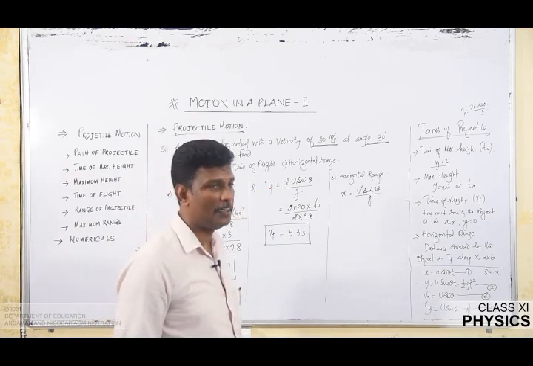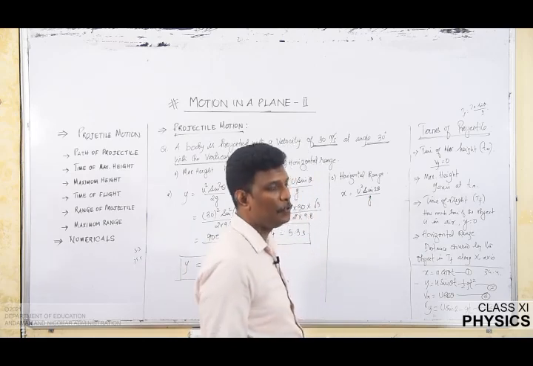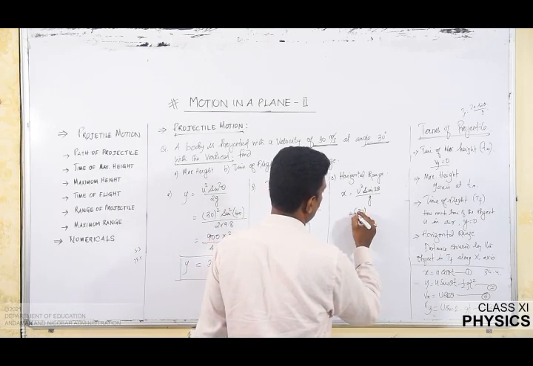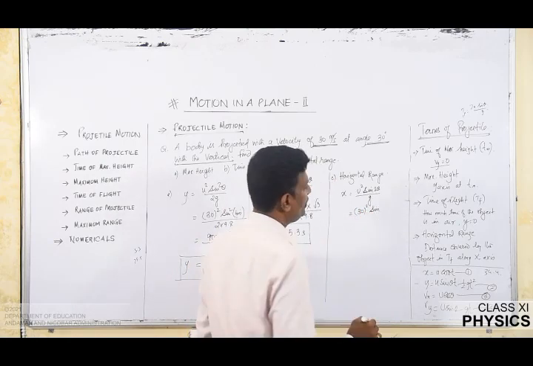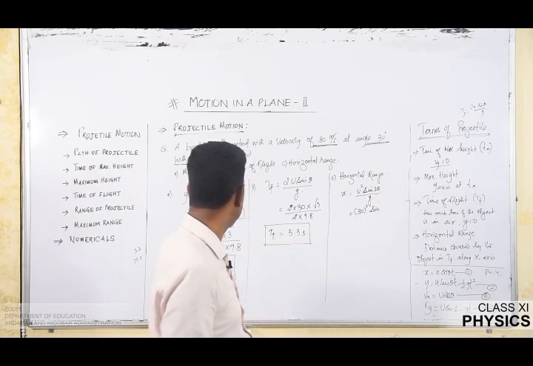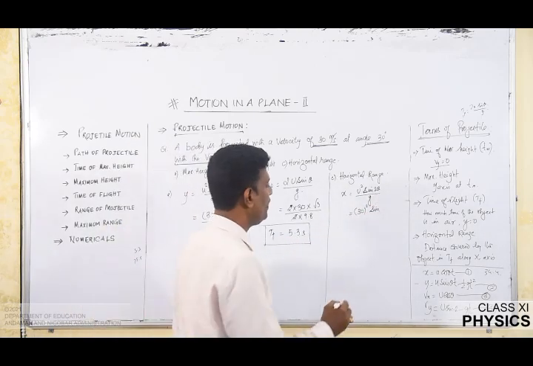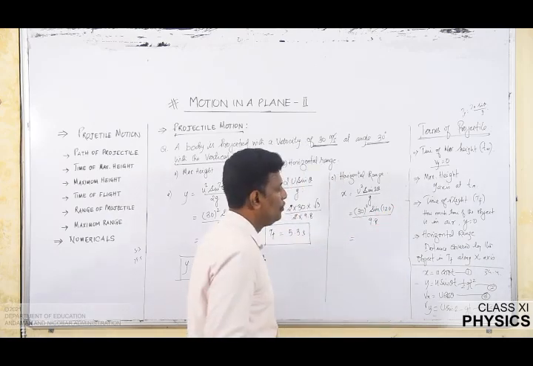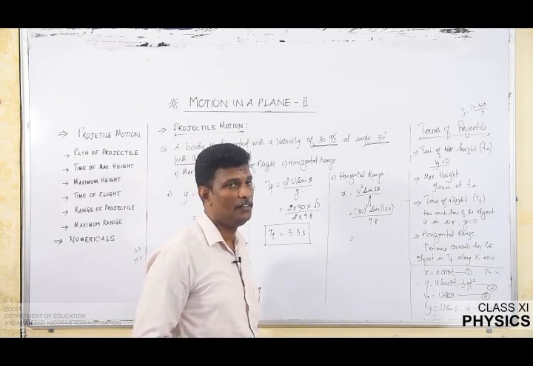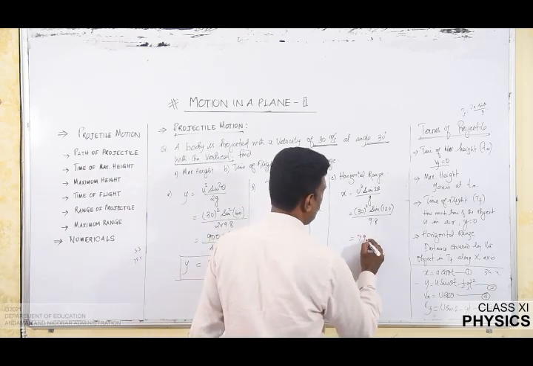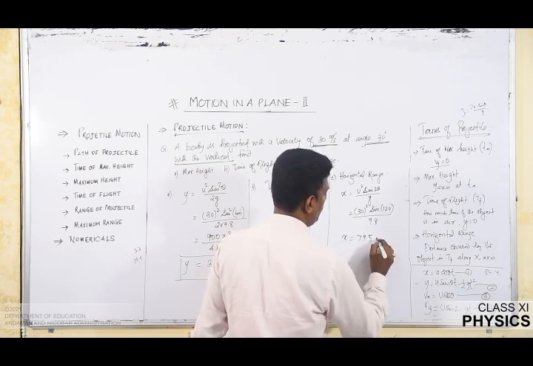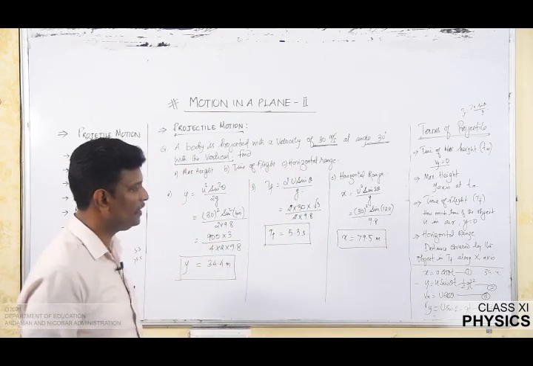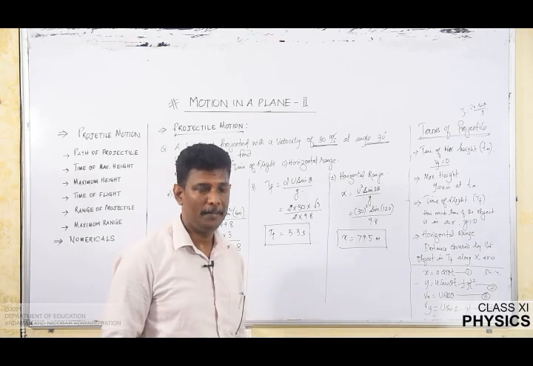Next, we have to calculate horizontal range, that is x is equal to u square sin 2 theta by g. Putting the values, u square, that is 30 square into sin 2 theta, means 2 into theta, theta here is 60 degree, so 120 degree, divided by 9.8. Putting the values and simplifying this, we will be having 79.5 meter. So, the maximum range, horizontal range covered by the object is 79.5 meter.